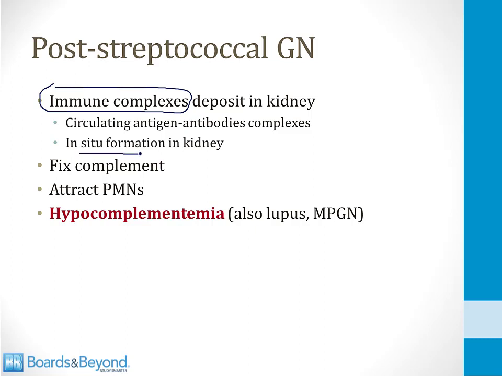But by whatever mechanism, once those complexes reach the glomeruli, they will fix complement and attract neutrophils, and that leads to inflammation. And glomerular inflammation leads to the nephritic syndrome. Importantly, the inflammation will deplete plasma complement levels, so hypocomplementemia can be seen when you test the plasma of patients with post-streptococcal glomerulonephritis. This is also seen in other forms of nephritis, including lupus nephritis and MPGN.